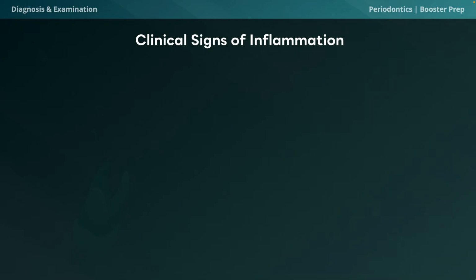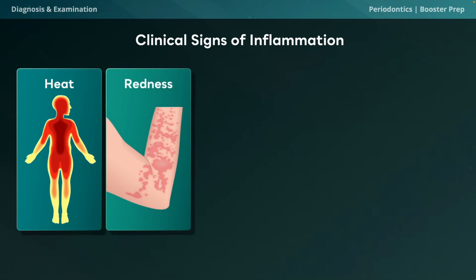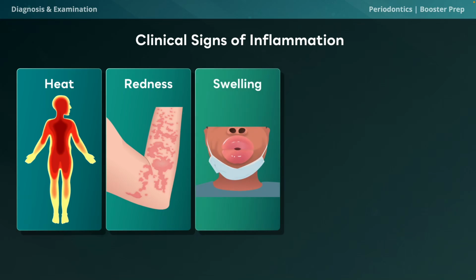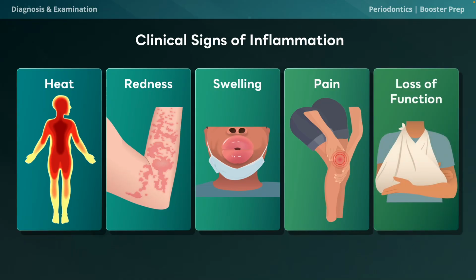The clinical signs of inflammation are classic indicators of the body's immune response to injury or infection. These signs include heat due to increased blood flow to the affected area, redness caused by vasodilation and increased vascular permeability, swelling resulting from fluid accumulation in the tissues, pain due to the release of inflammatory mediators that stimulate nerve endings, and loss of function, which may occur as a result of pain, swelling, or tissue damage.